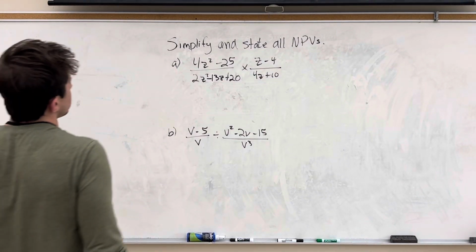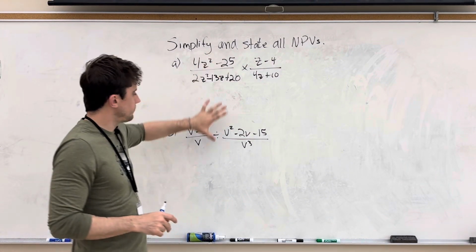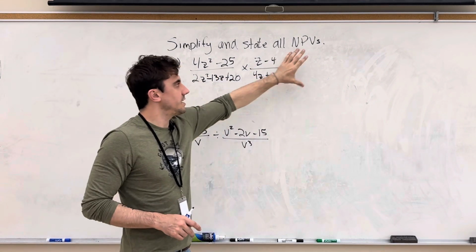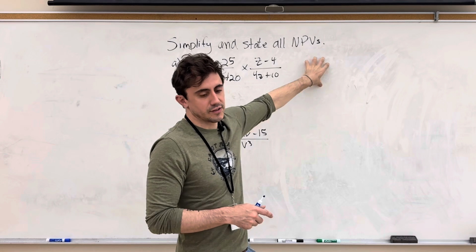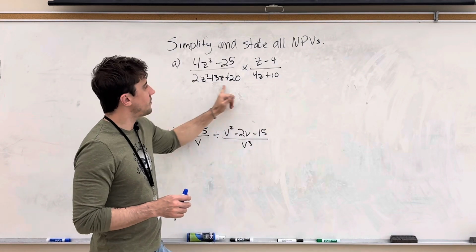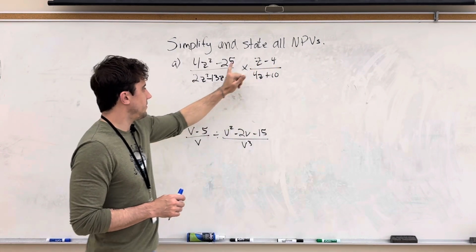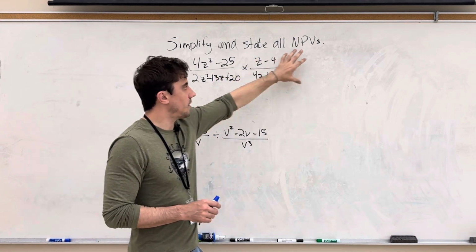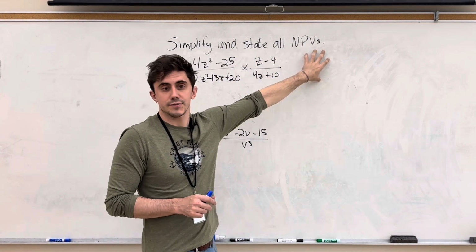Good afternoon, everyone. Today we're going to simplify these two products and quotients of rational expressions, and we're going to state all non-permissible values. So first of all, let's factor every one of these expressions as much as we can, and then it'll be a lot easier to see our non-permissible values.